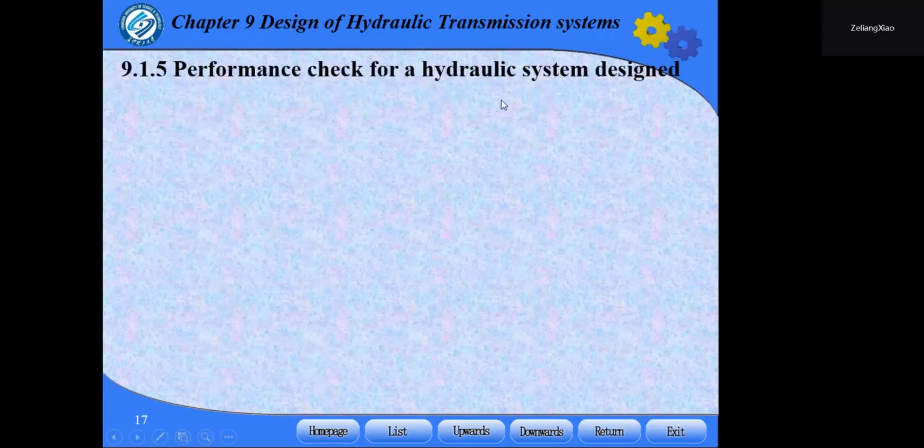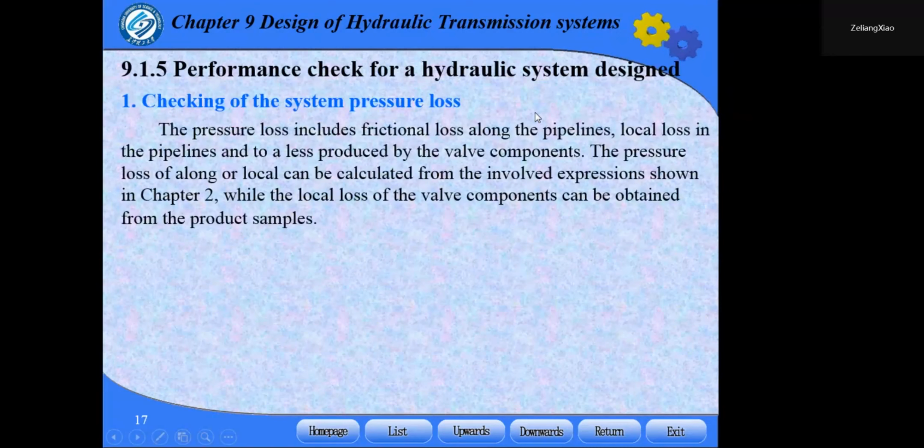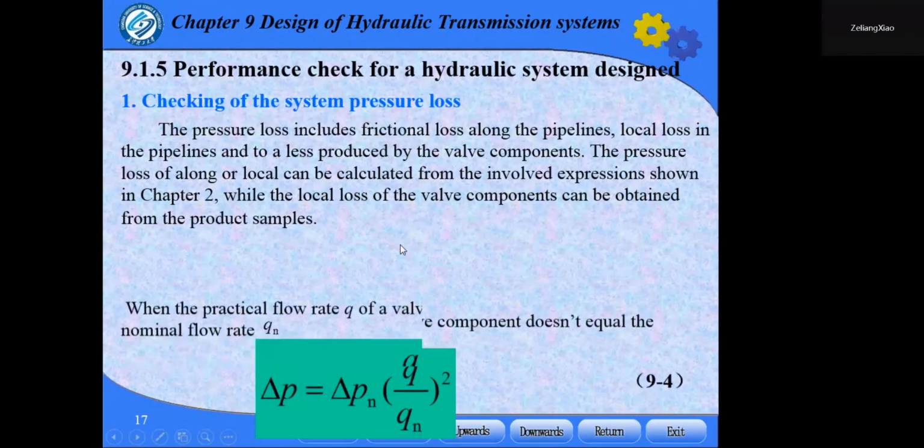9.1.5 Performance check for the hydraulic system design. Firstly, we should check the system partial loss. Partial loss includes friction loss along the pipeline, local loss in the pipelines, and loss produced by a valve component. The loss along the pipe or local loss is calculated from the expressions shown in chapter 2, while the local loss of the valve components can be obtained from the product samples.